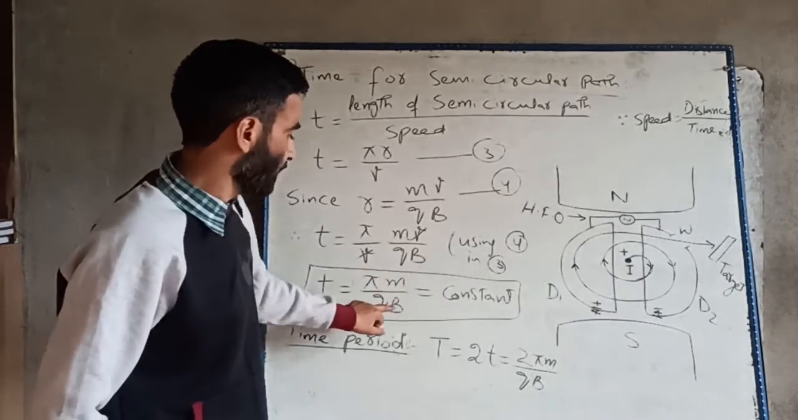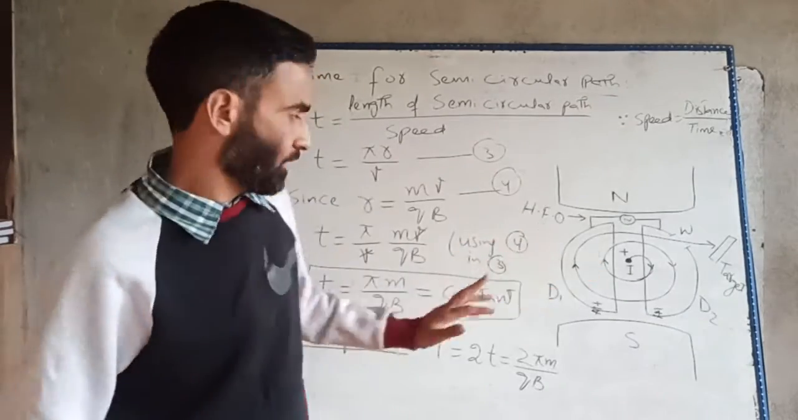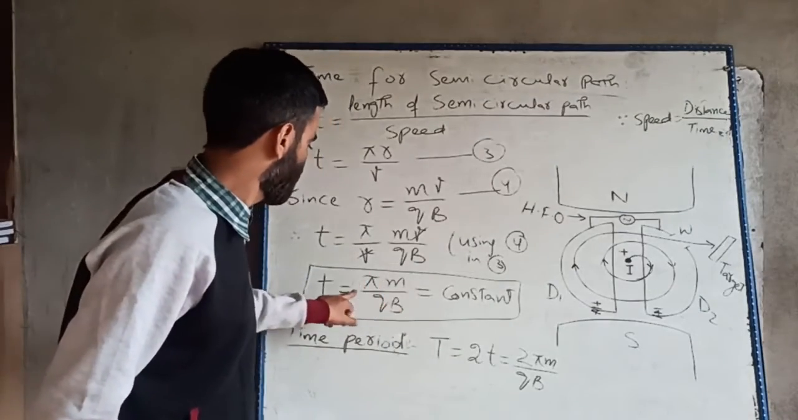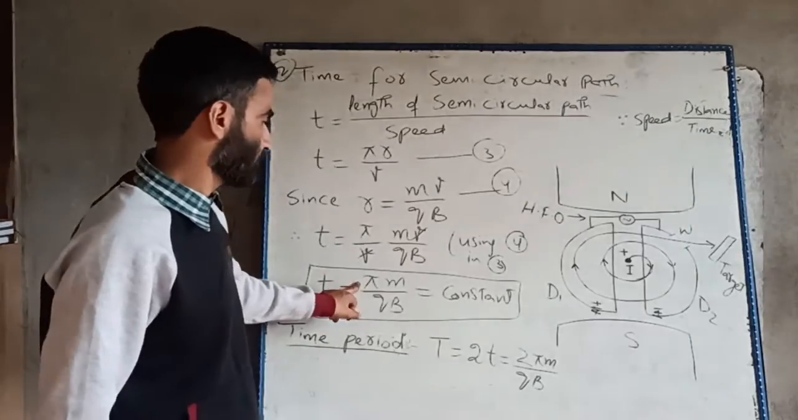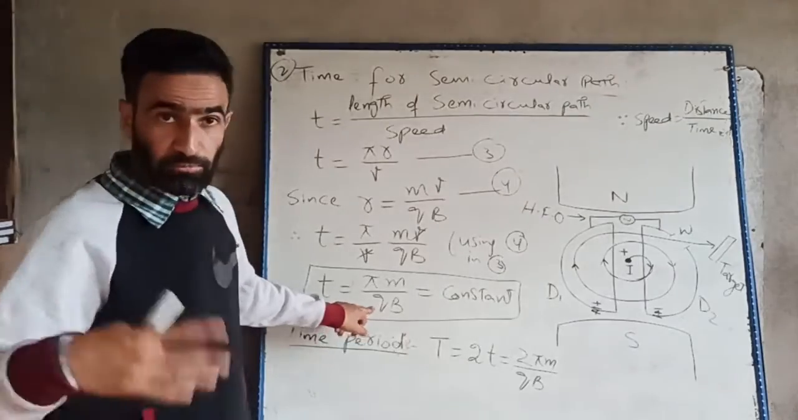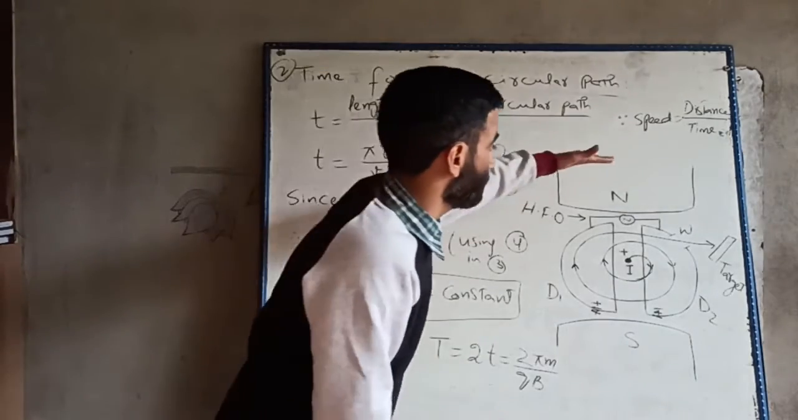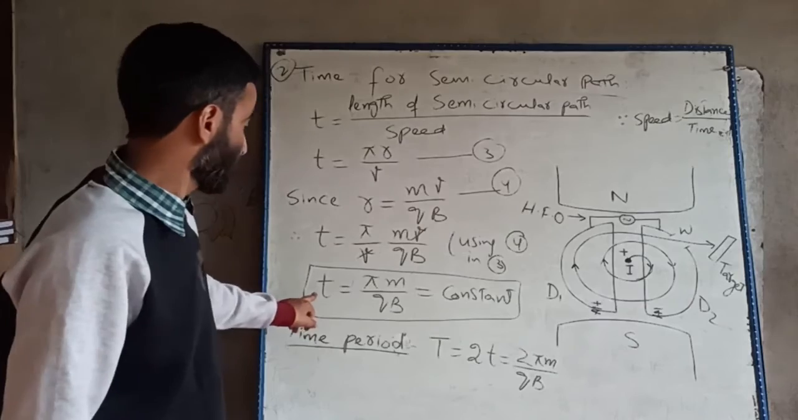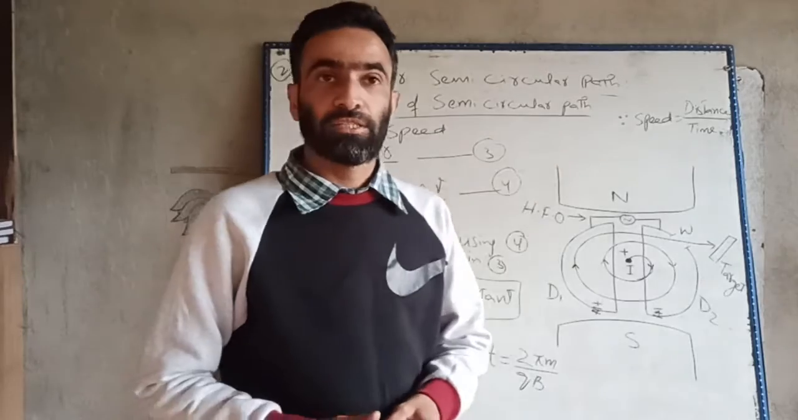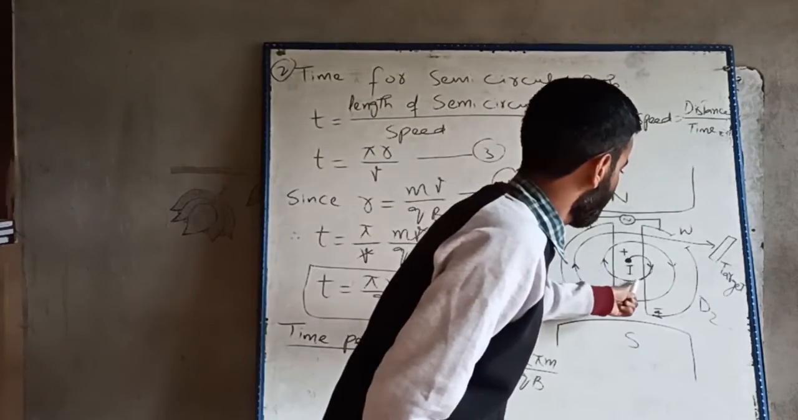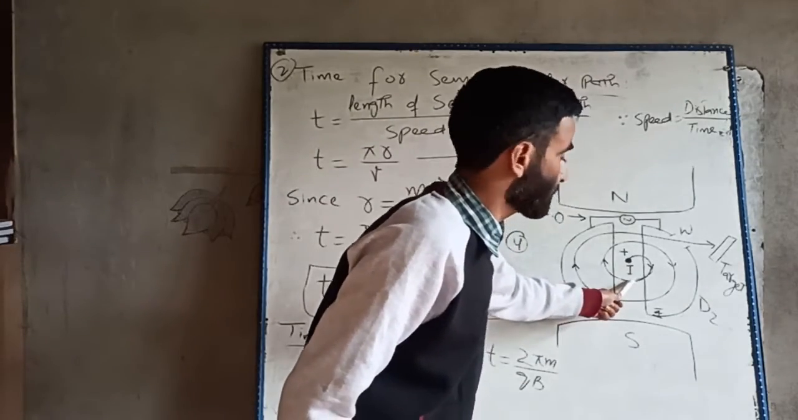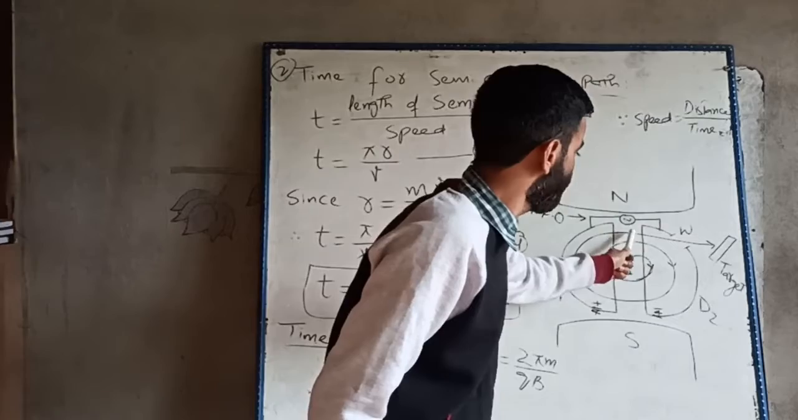All these terms are constant. Pi is constant, m, q and B are all fixed, meaning constant, no change in it. So we understood here that time is also constant, because pi is constant, m is the mass of the charged particle that remains constant, the charge of that charged particle is constant, and the magnetic field which we apply is also constant. So we understood that the time for which it takes a circular path or semicircular path is constant, meaning how much time it takes for the small circle will be the same for the big circle.